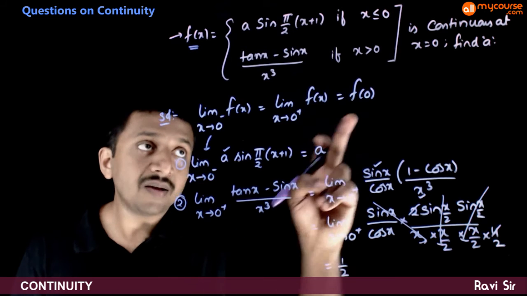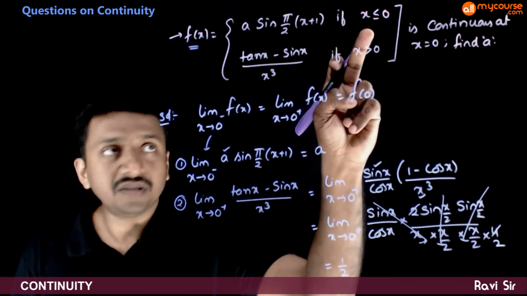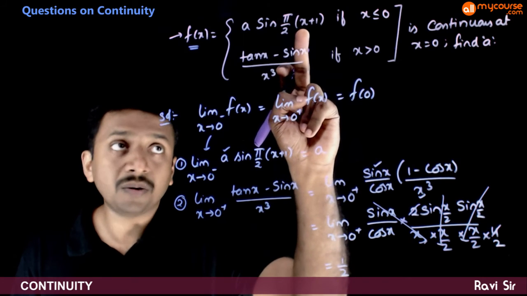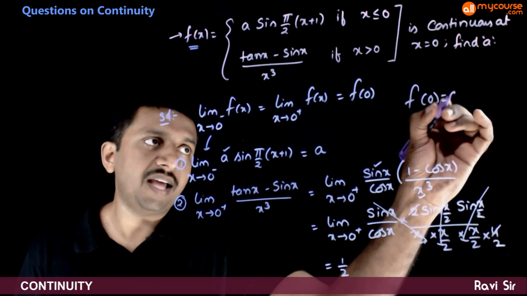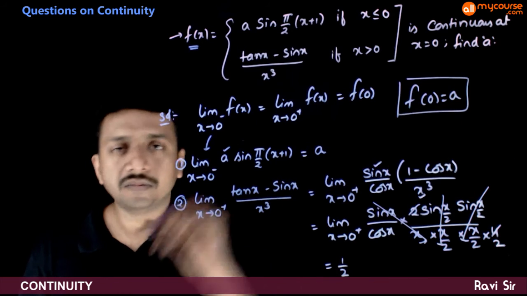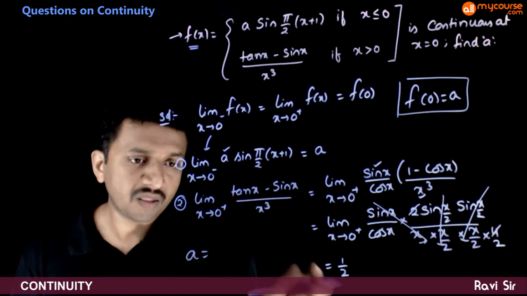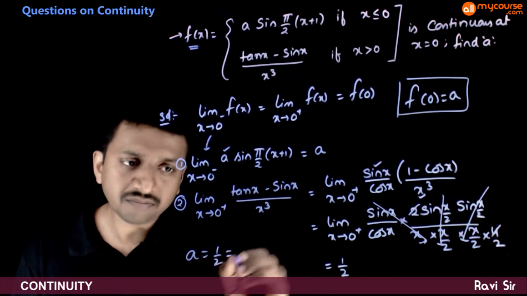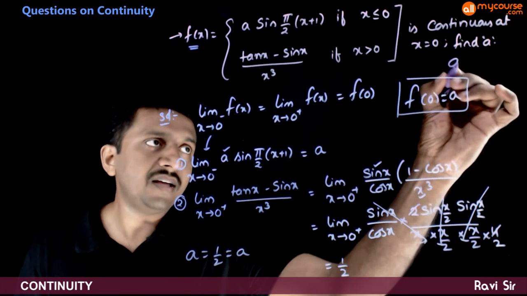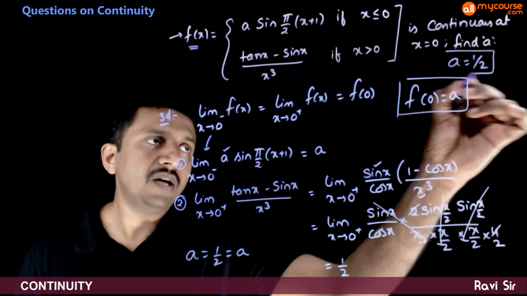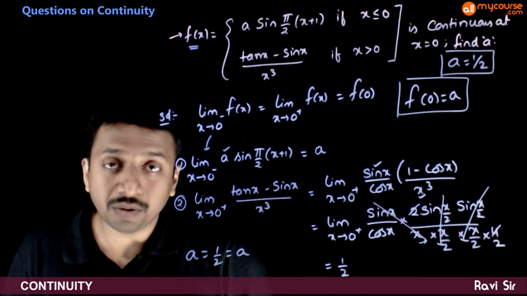Left limit is a. What is the functional value? The functional value comes from this function. If you put exactly x equal to 0, the functional value is also equal to a. So what is the condition? a is equal to half is equal to a. So effectively, what is the value of a? a has to be equal to half for this function to be continuous at x equal to 0.